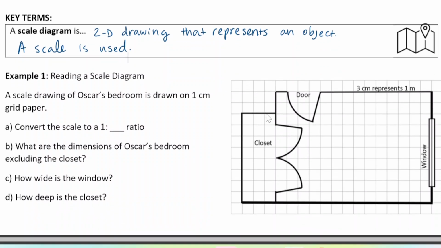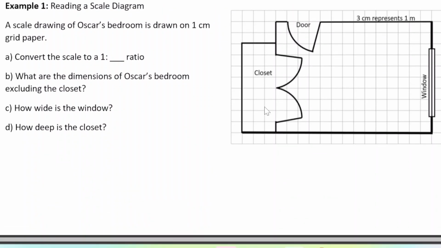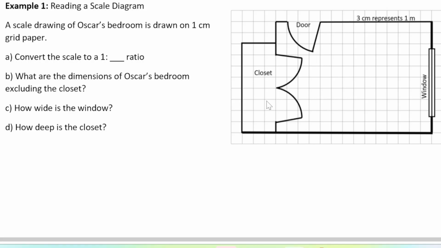Let's look at this example. This is a really common example. We use scale diagrams all the time to show how large rooms are in houses and buildings and things like that. Okay, so we have the scale drawing. This is a top-down view of a bedroom. And we are using 1 centimeter grid paper, and we have the scale shown here. 3 centimeters is 1 meter.